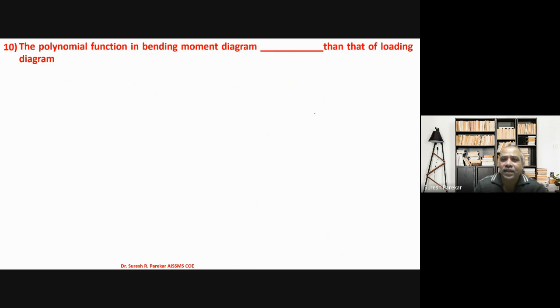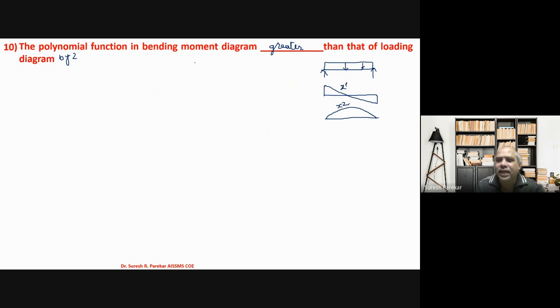Then the polynomial function in the bending moment diagram compared to that of the loading diagram is again greater, by 2, except again where we have concentrated load. Otherwise, if we go to UDL, what will happen in UDL? We have UDL in this fashion. If we draw the shear force diagram for this, it is this way, and the bending moment diagram is like this. So x to the power 2, x to the power 1.